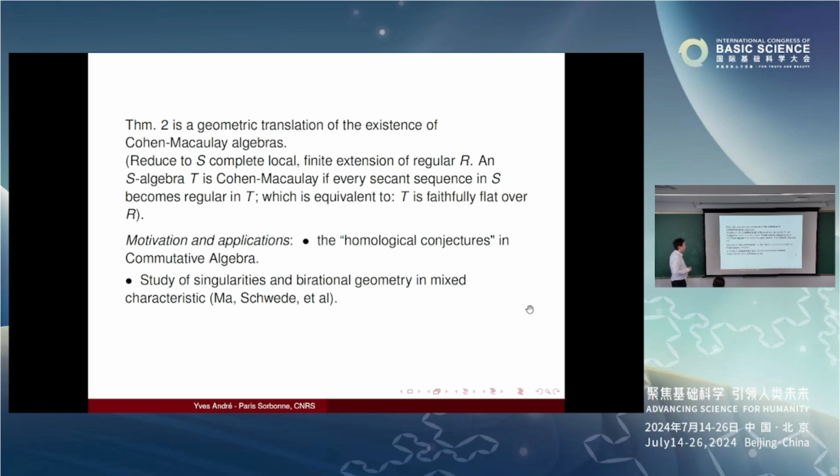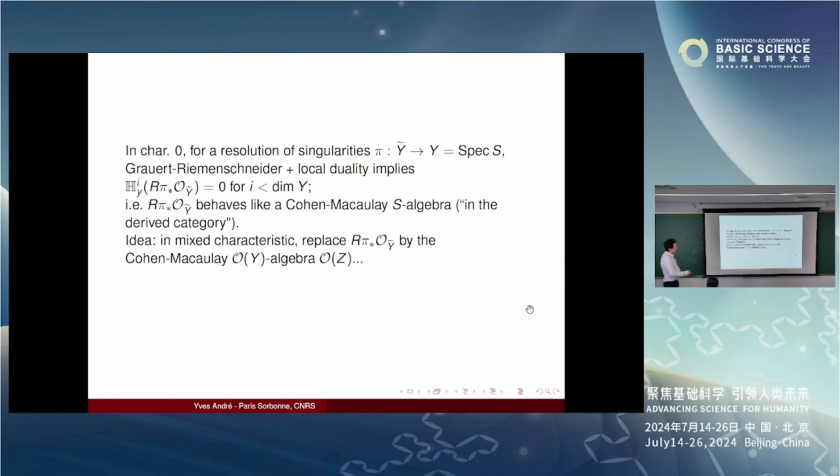But another motivation, and also, the domain of application, which is very lively now, which has been opened by the proof of this conjecture, is the study of singularities and also of birational geometry, including the minimal model program in mixed characteristic. So now an increasing number of people work successfully on this topic, but the two persons who initiated this were Linquan Ma and Schwede, and I will try to describe their main idea.